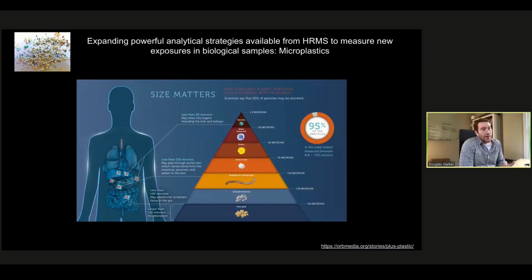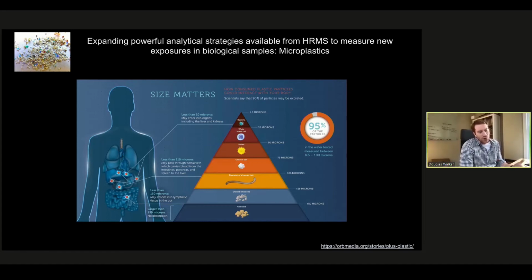A lot of the work in my research laboratory has been focused on taking these high-resolution mass spectrometry methods and adapting them to measure very complex, heterogeneous exposures in humans. And I think these approaches are very well suited for measurements of things like microplastics, which are not a single class of compounds, but can represent very complex and different exposures depending on the transport or origin of the plastic. And so microplastics are small plastic particles that are generated from a number of different processes.